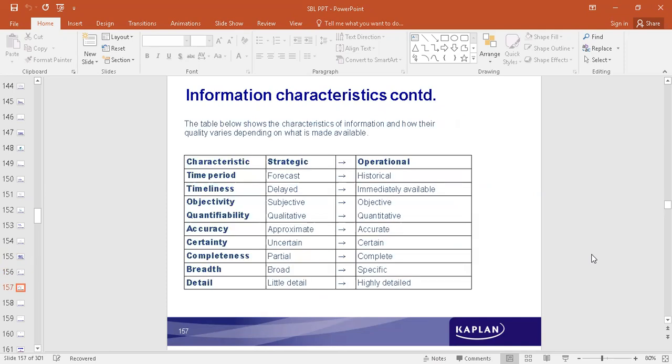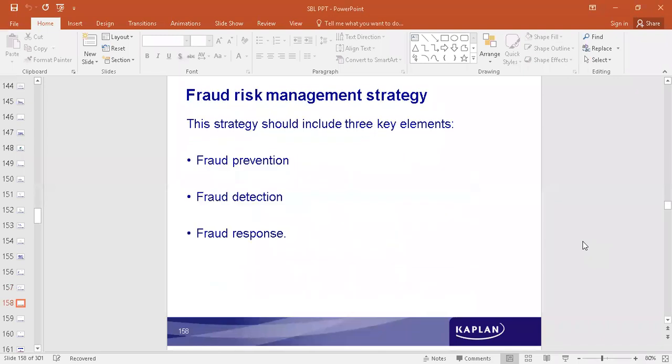Attributes of information, the information characteristics, and at what levels they are affected. So that's what we learned till yesterday. Today we'll start with fraud risk management strategy.